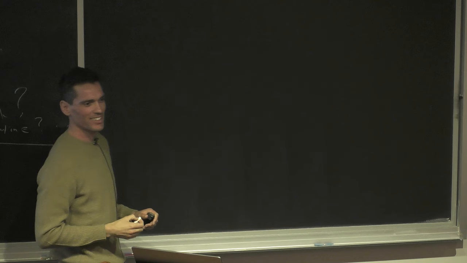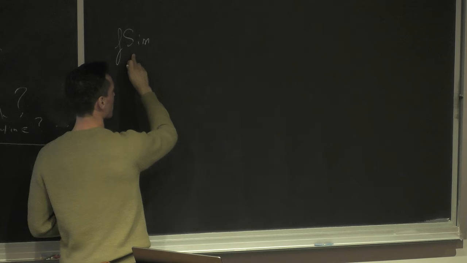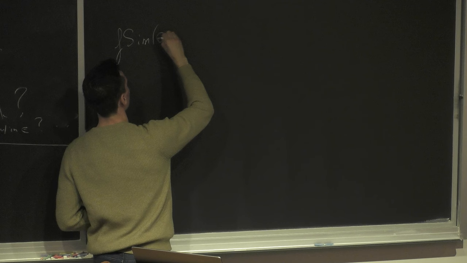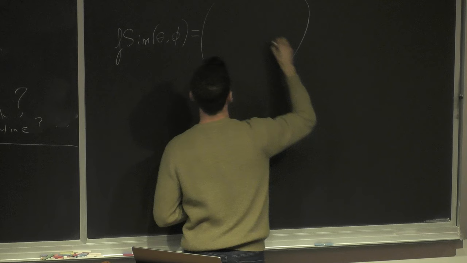Okay, so the gate we have, we call it FSIM. It's a parameterized gate. It depends on 2 parameters. And it has the following form. So I might be forgetting some I somewhere, but it's something like this.